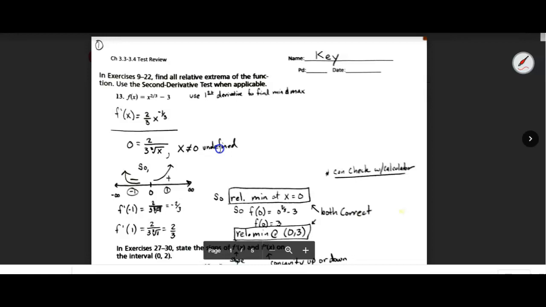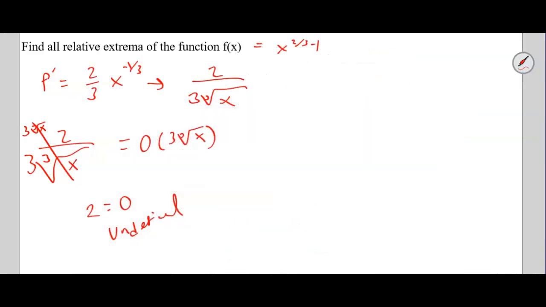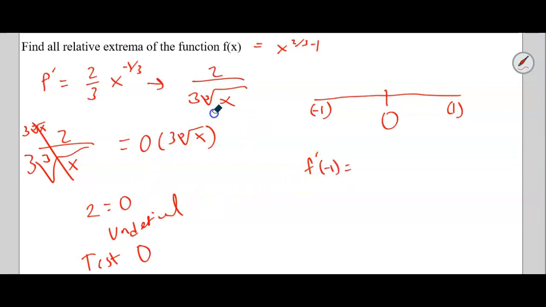Now we test it in the first derivative like we did here. Find our x value. In this case, it was just 0. Your test is 0, and your wiggle line test, you got 0. It's undefined. When it's undefined, test 0. So here's 0. I want to test negative 1 and 1 in our first derivative. Plug negative 1 into this, and the cube root of negative 1 is still negative 1, so you have negative 3. That'll be a negative 2/3, which is a decrease.